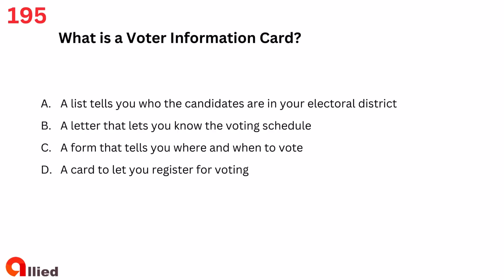Question 195. What is a voter information card? A. A list tells you who the candidates are in your electoral district. B. A letter that lets you know the voting schedule. C. A form that tells you where and when to vote. D. A card to let you register for voting.